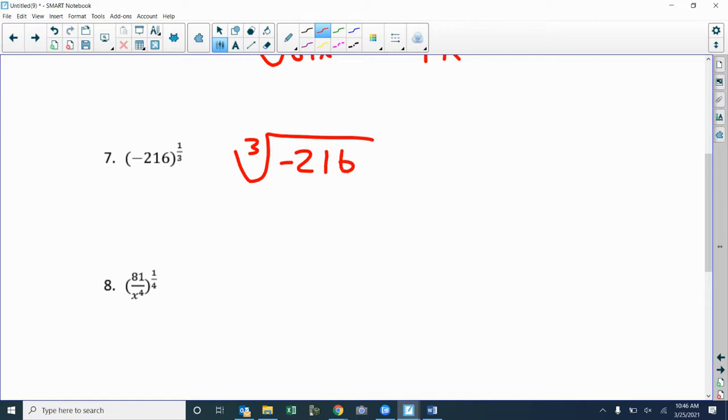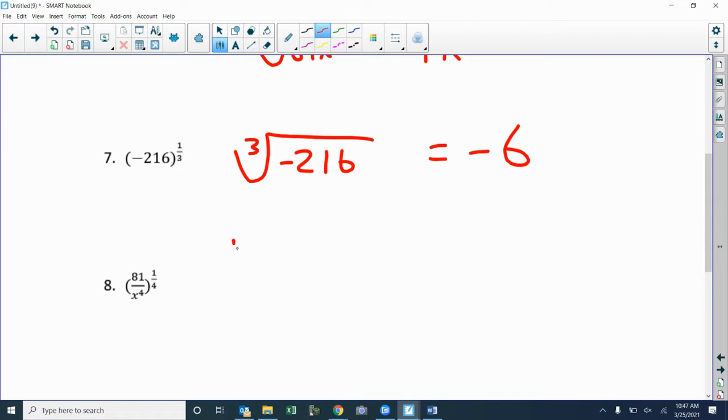You can just start factoring it, but remember, we can have a negative cube. If this was a square, it'd be a non-real number. We can't have negative square roots or even indexes. 2 and 4 would not work, so this one would. I think this ends up being -6, is that correct? Yeah. So -6 times -6 times -6 is -216. Your perfect cube there. Everybody okay there?